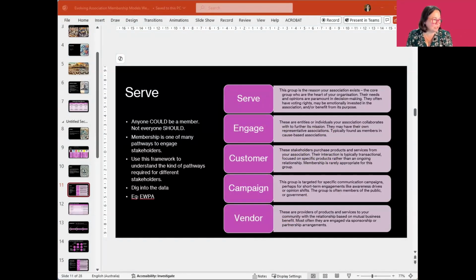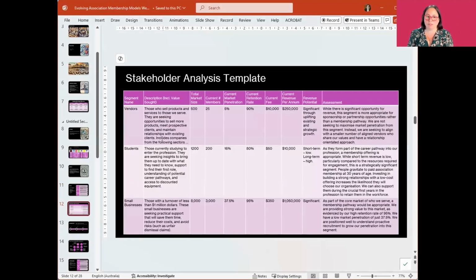Now I'm going back to the questions here. So how can we simplify it? Step 1 is to go through and segment your stakeholders into serve, engage customers, so you understand who should be a member. Once you've figured out who should be a member, I recommend doing a stakeholder analysis template.